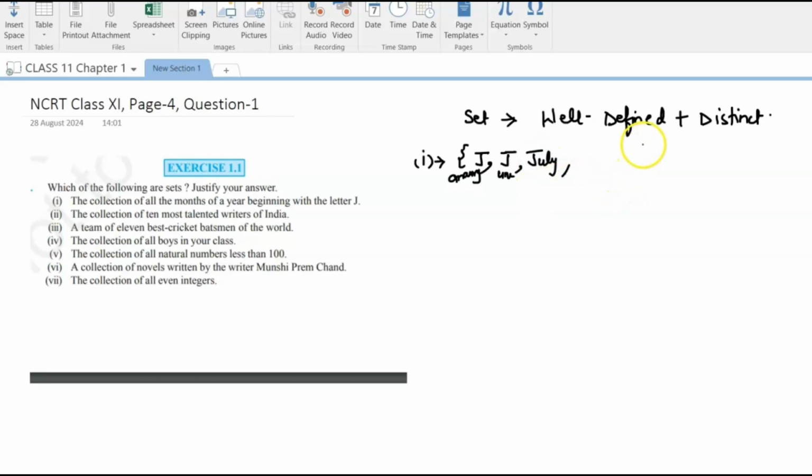August does not belong to the set. September does not belong to the set. October does not belong to the set. November does not belong to the set. December does not belong to the set. So it was a collection. The collection is distinct and there is no confusion whether any member or any element belongs to the set or does not belong to the set. So it means it is also well defined. Hence, this is a set. Okay, so let's see the second example.